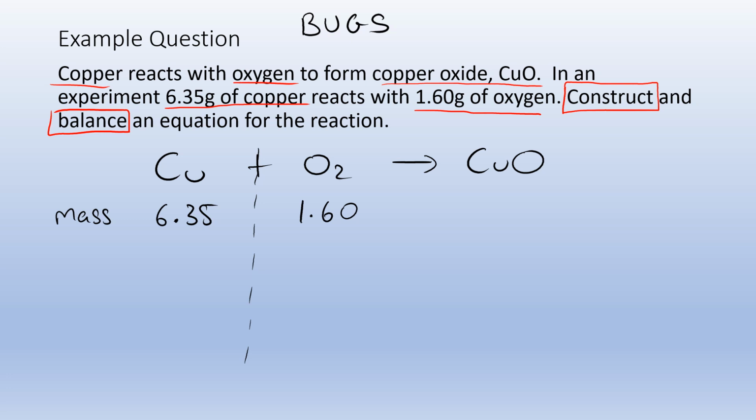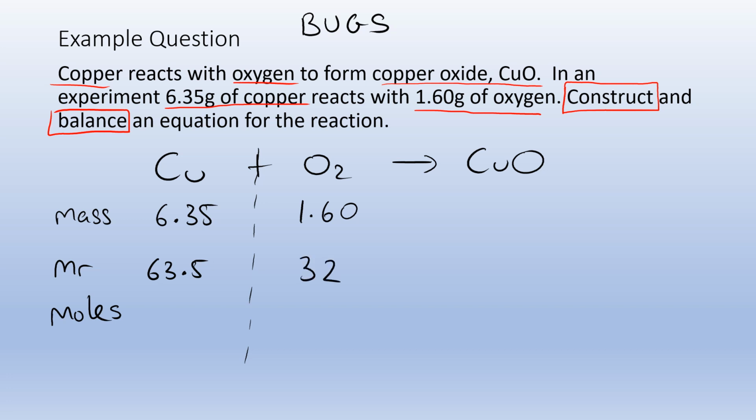The next thing I need to look at is the Mr. Okay, so sometimes this is referred to as the mass, Mr, mole table, because we have our mass, our Mr, and our moles. So for copper, if we look it up on the periodic table, copper has a mass of 63.5, our Mr. So I'm going to put that in there. Oxygen has an atomic mass of 16, but there's two of them. So I'm going to do 2 times 16, which is 32.